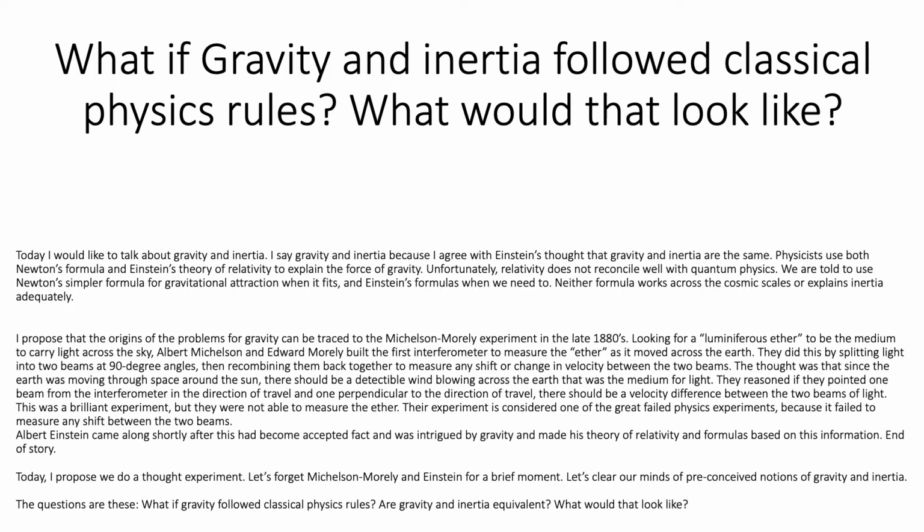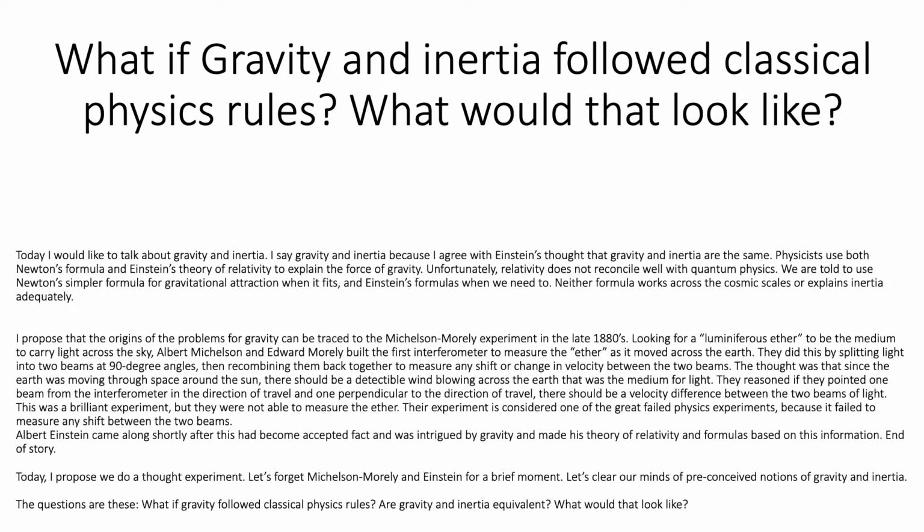The thought was that since the Earth was moving through space around the Sun, there should be a detectable wind blowing across the Earth that was the medium for light. They reasoned if they pointed one beam from the interferometer in the direction of travel and one perpendicular to the direction of travel, there should be a velocity difference between the two beams of light. This was a brilliant experiment, but they were not able to measure the ether.